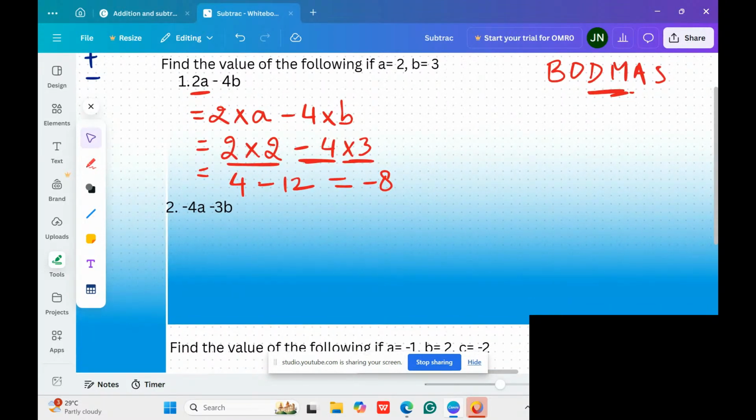Values are the same. A is equal to 2 and B is equal to 3. So what will we do in this case? Remember, you have to substitute the values of A and B in the expression and solve according to the operation and the rules of the operation.